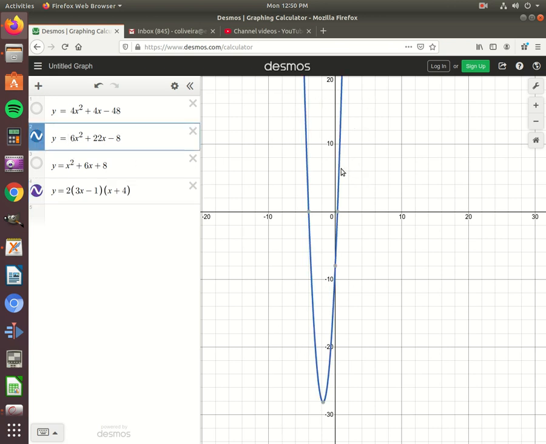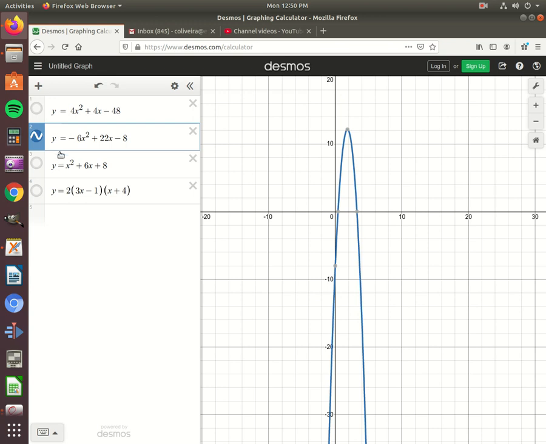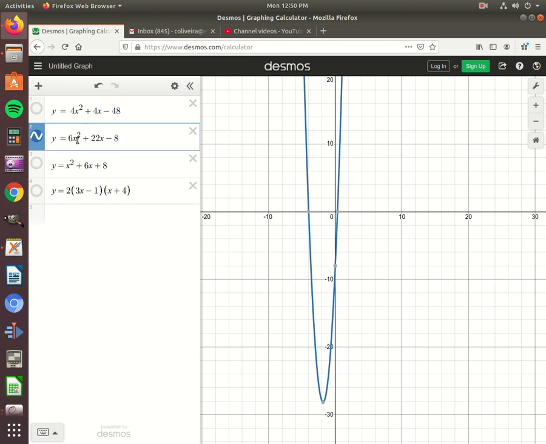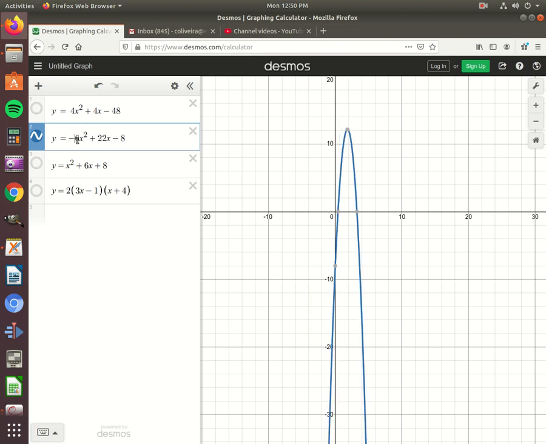I just want to throw this out here for the future. What happens if it's negative? Look at that, it opens down. So if that a is positive, it's going to open up, but if that a is negative, it's going to open down. So kind of an interesting change there.